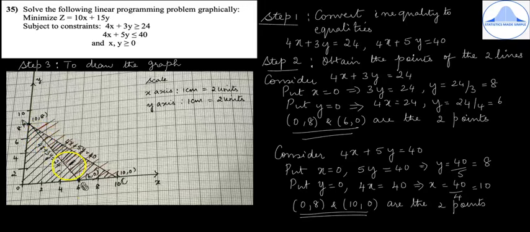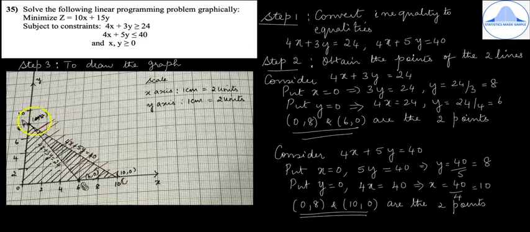Then these 2 points are joined by a straight line and on this line we write the equation 4x plus 3y equal to 24. Similarly, to draw the next line 4x plus 5y equal to 40, the 2 points are 0, 8 and 10, 0.